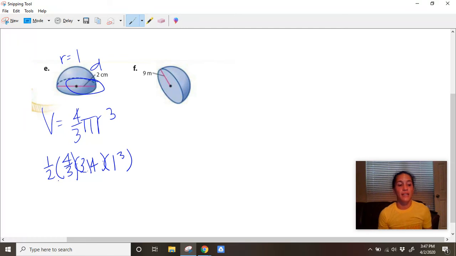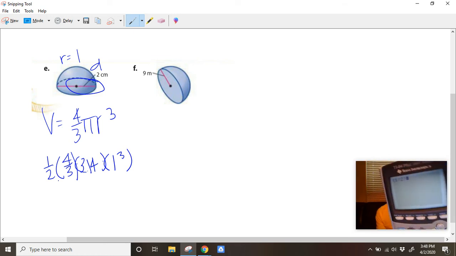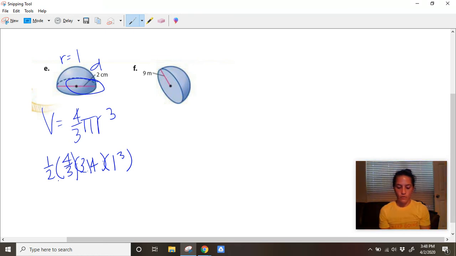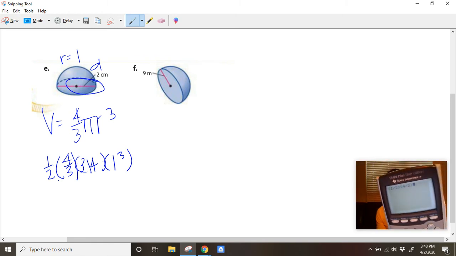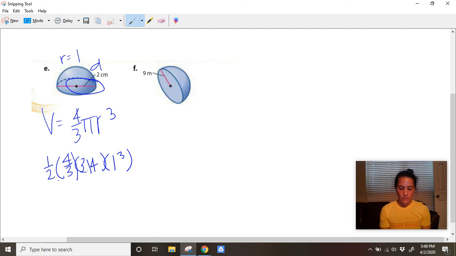So that's a lot to type in, but I'm going to show you. I always use parentheses: 1/2 times 4/3 times 3.14 times 1 to the 3rd power. So the volume for that hemisphere is 2.09333. And I'm sure the directions said round to the tenth. 2.09 would be 2.1 centimeters cubed.